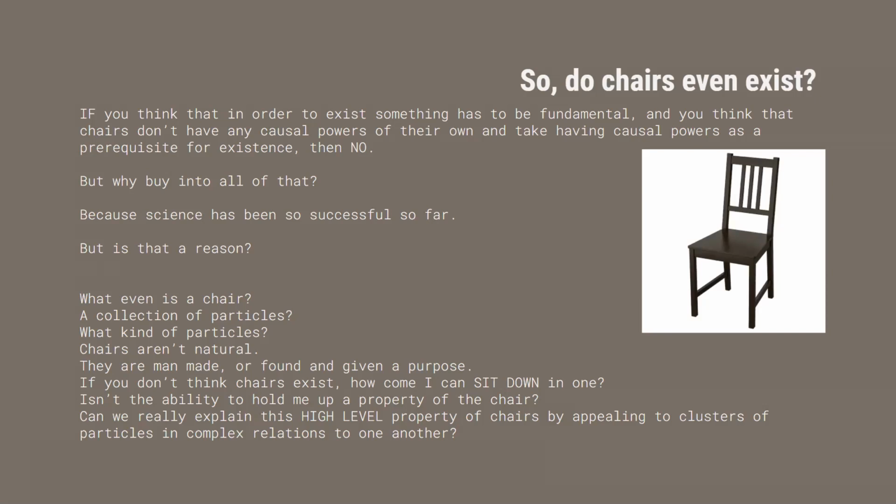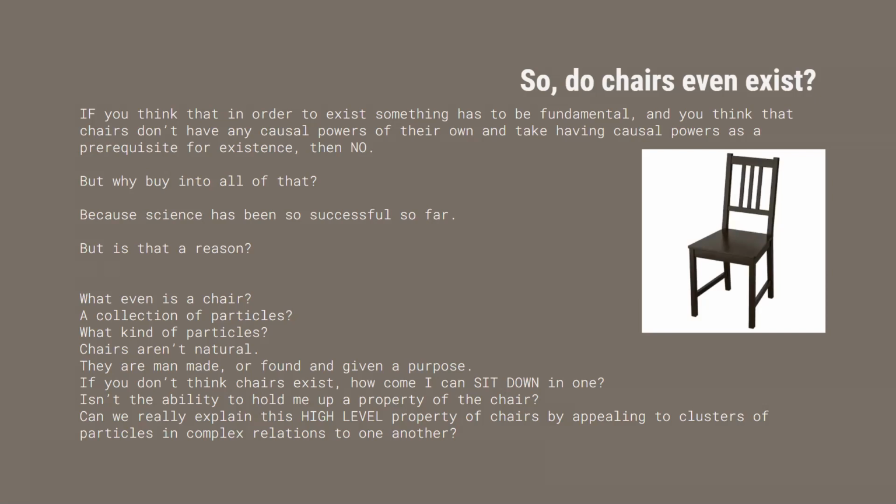And if it's possible for me to sit down in a chair, then how come chairs don't exist? I don't think I'm sitting down on a pile of atoms. I'm sitting down in a chair, right? So isn't the property or ability for a chair to hold me up a real property of the thing? I mean, atoms are mostly empty space. Collections of atoms are mostly empty space, and it seems like I can be held up by a chair where I don't think I'd be able to be held up by some collection of atoms.